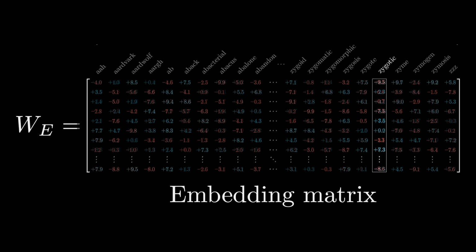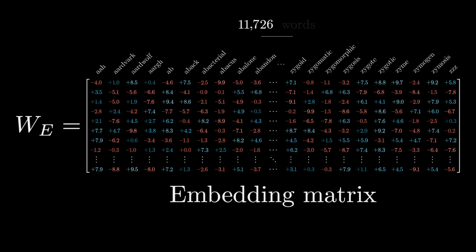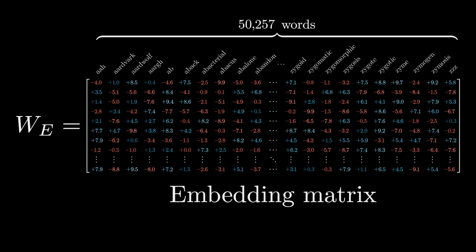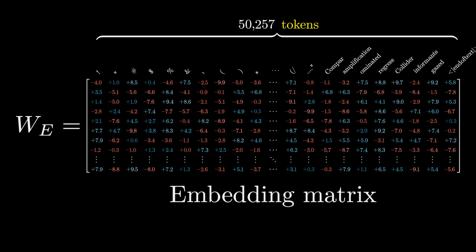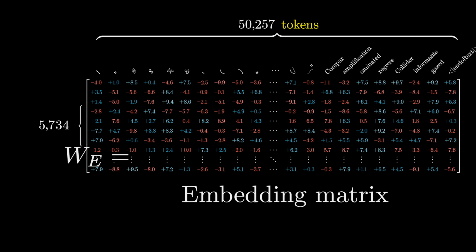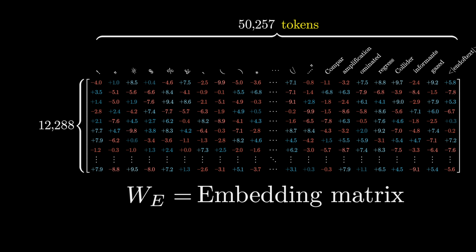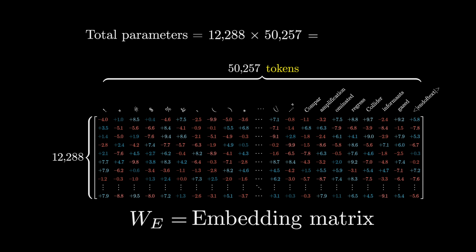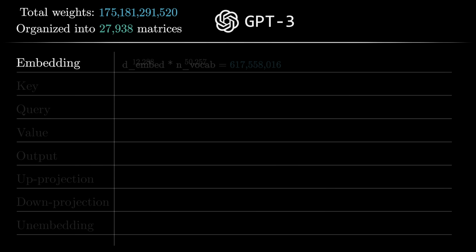And using the GPT-3 numbers, the vocabulary size specifically is 50,257, and again, technically this consists not of words per se, but of tokens. And the embedding dimension is 12,288. Multiplying those tells us this consists of about 617 million weights. Let's go ahead and add this to a running tally, remembering that by the end, we should count up to 175 billion.